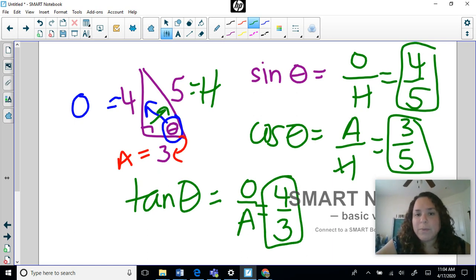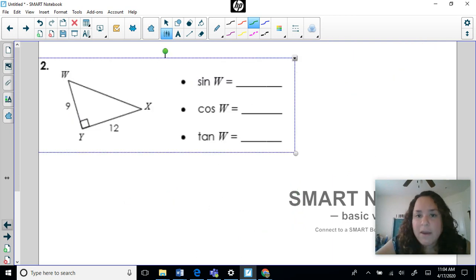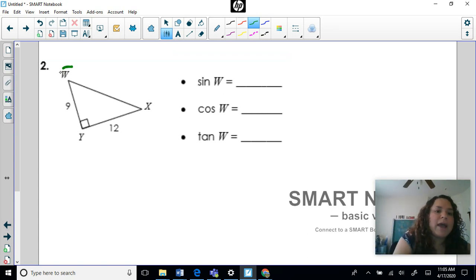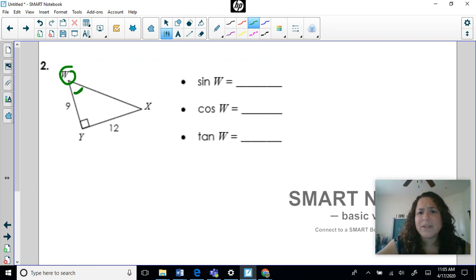Okay, so these would be the three trigonometric ratios for theta for this specific triangle. And notice, in this triangle, I gave you all three side lengths. But then sometimes I may only give you two side lengths, like in this example. We have the legs 9 and 12, right? Specifically, we're referring to angle W, so we're talking about this angle. But we need to know what the hypotenuse is.